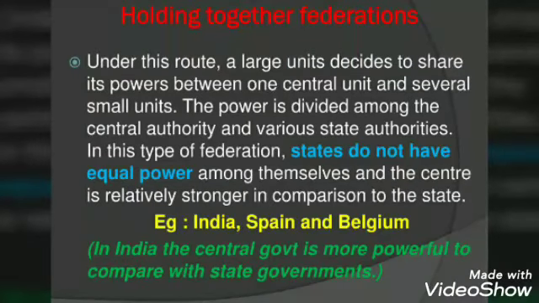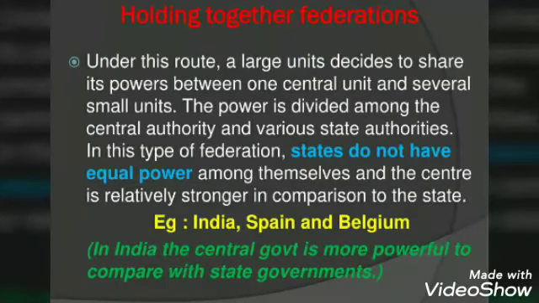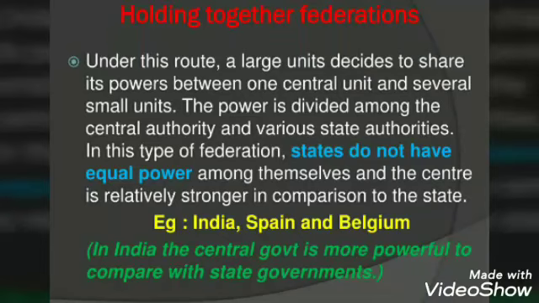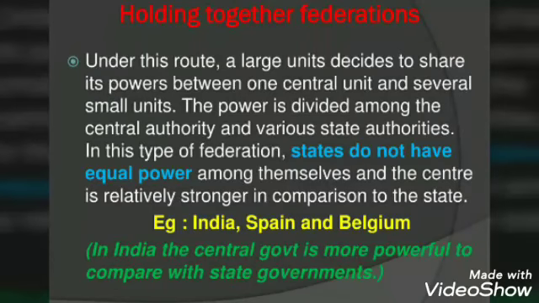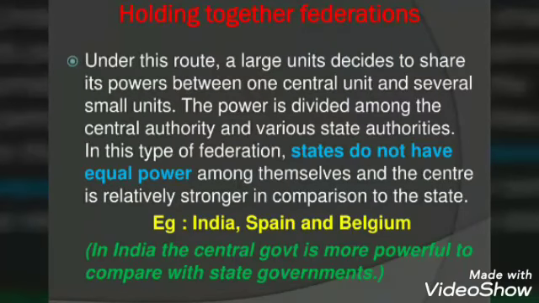You have all already read about Belgium, how Belgium, to save its country from any kind of civil war, also divided its power under the holding together federation. And India follows a federal form of government where we come under the holding together federation, because in our country the power has been divided between the central government and the state government, and the state government further divides it to the local self-government. So these are the two different kinds of federalism.